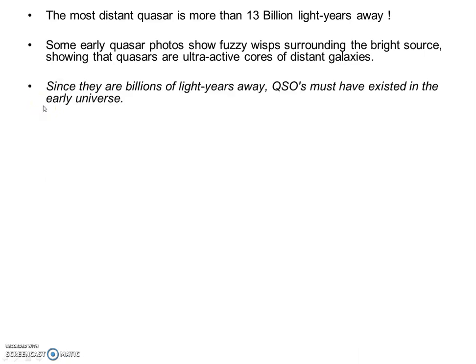And since they are billions of light years away, and we don't have any quasars in the closer universe, it means we're looking far back in time. So quasars were relics of the early universe, and it may be that quasars are an evolutionary stage in normal galaxy formation. And that's what we're going to continue with in the next part.